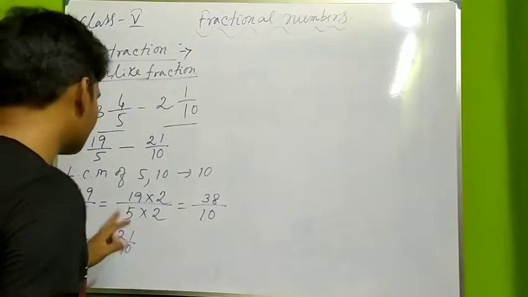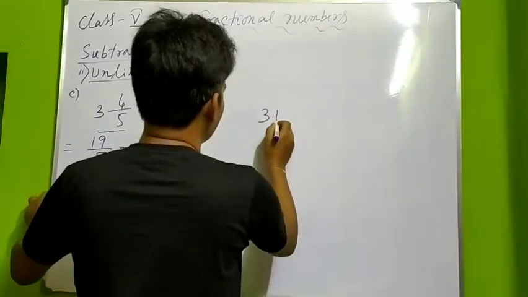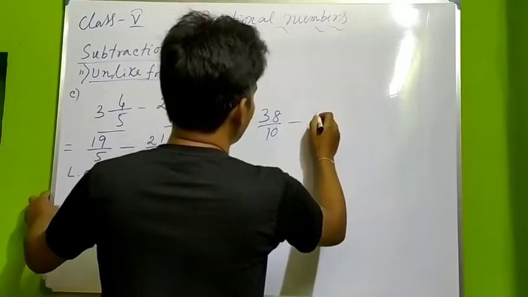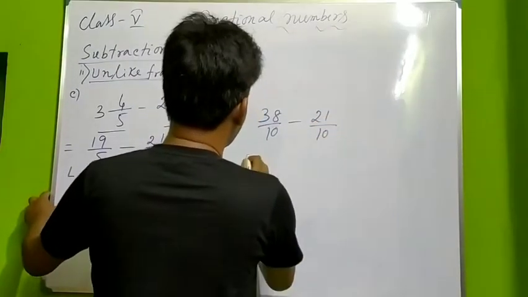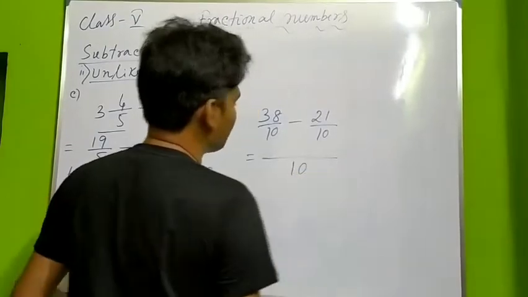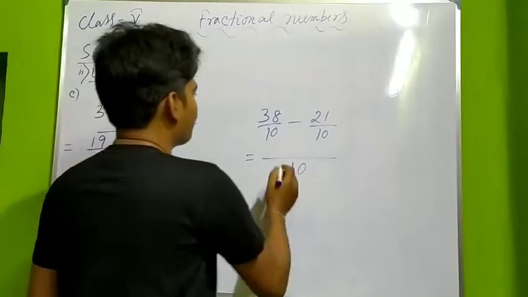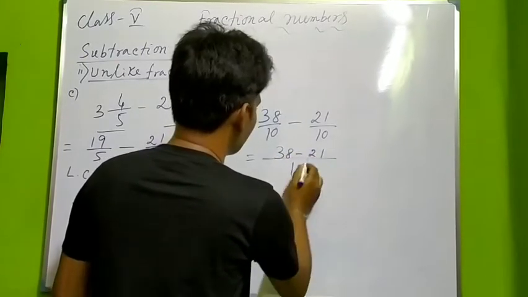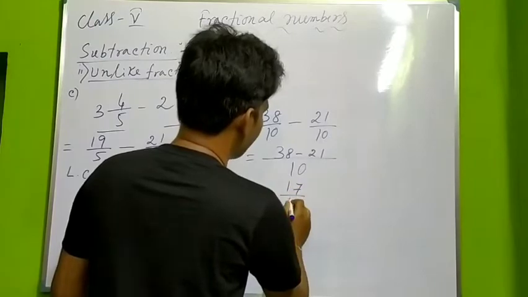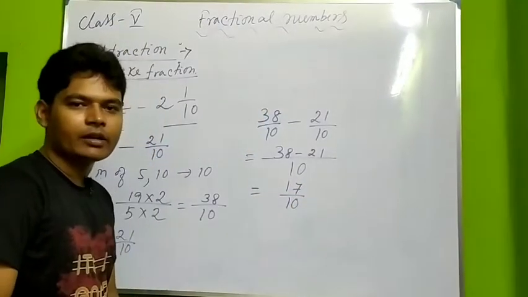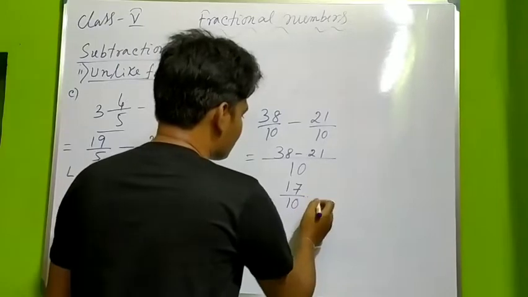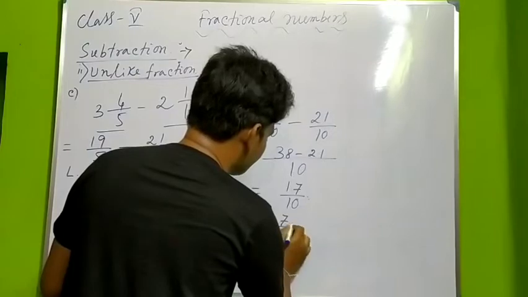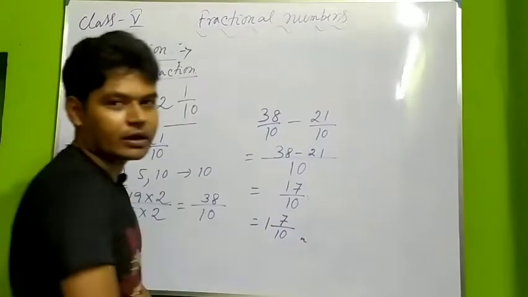Now you write down these two like fractions. 38 by 10 minus 21 by 10. Then you write down this 10 as the common denominator. Then 38 minus 21. So we get 17 by 10. Now that is also in the form of an improper fraction. So you have to convert this: 1 as a whole, 7 by 10. That is our answer. Okay.